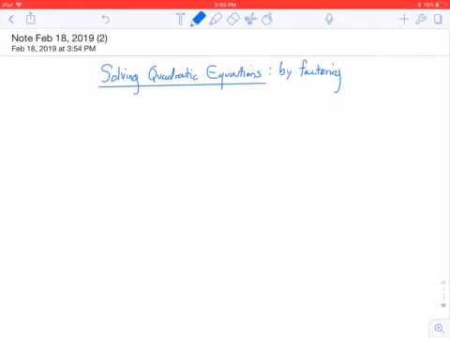Okay, in order to solve quadratics by factoring, we need to learn a really important property. It's called the zero factor property. Now go ahead and take these notes along with me. Everything I write, you should write. Okay, the zero factor property. Let's illustrate the zero factor property.